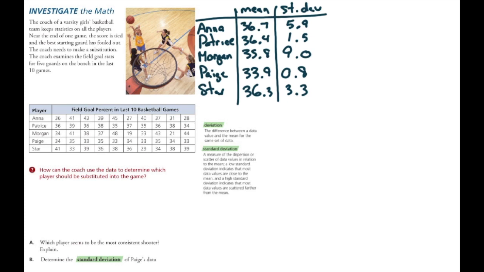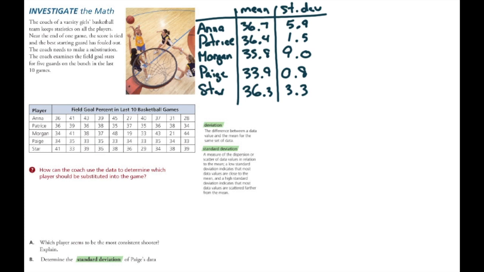So in terms of who's the best shooter, by average alone, it would be Anna. But Patrice is very close behind, and she also has a smaller standard deviation, so she's a more consistent shooter. Paige is the worst shooter on the team by average, but also the smallest standard deviation. So if you're the coach and you're looking at data, and you just want your best shooter on the team no matter what, Anna's your choice.